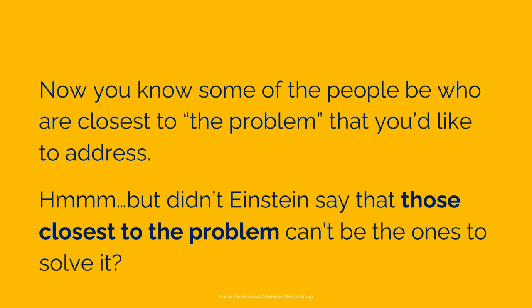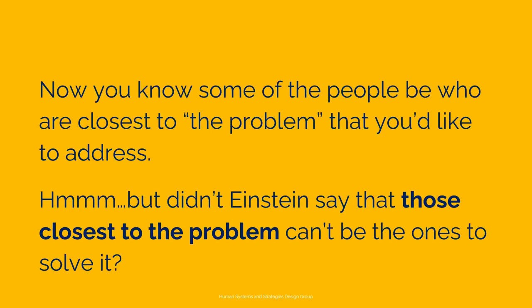Now that you know who some of the people are that are closest to the problem that you'd like to address, there's a little challenge that I want to bring up that engages kind of contemporary thinking. You hear a lot of times the Einstein quote that says that the people closest to the problem can't be the ones to solve it. There are assumptions that if people knew how to solve their own problems, they would solve their own problems. And we all forget the tremendous amount of resources that it takes to reorient a system.